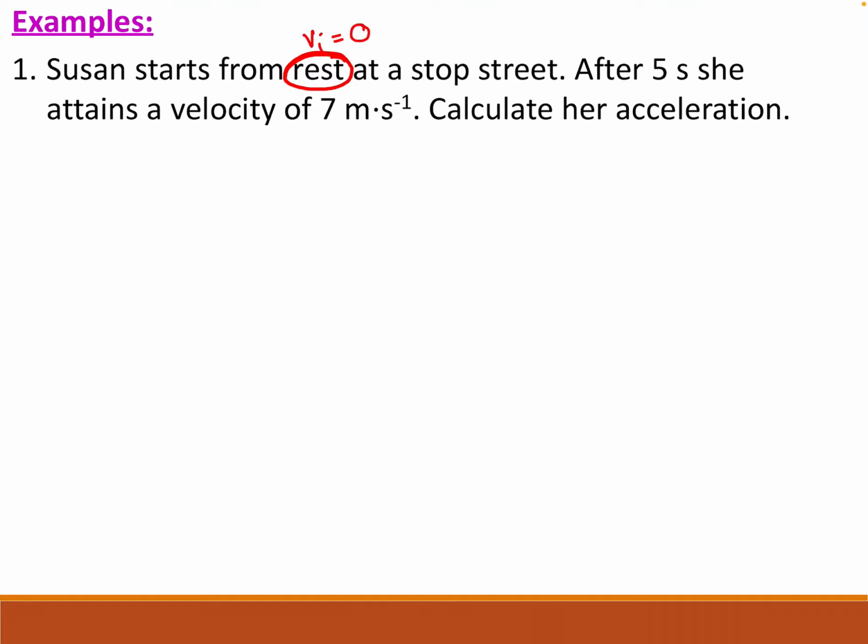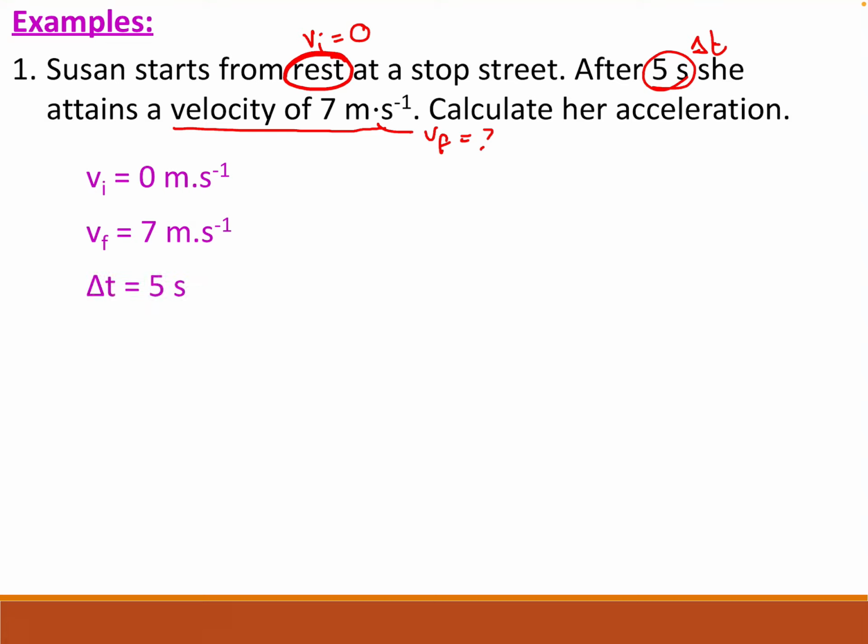It's not moving. After 5 seconds, so that's my delta t, she obtains a velocity of 7. So that is my final velocity. So she had an initial velocity of 0. She has a final velocity of 7, and it takes her 5 seconds. And they want her acceleration.